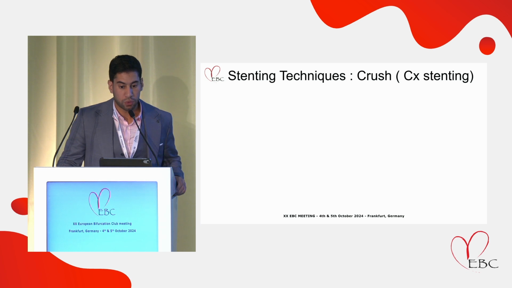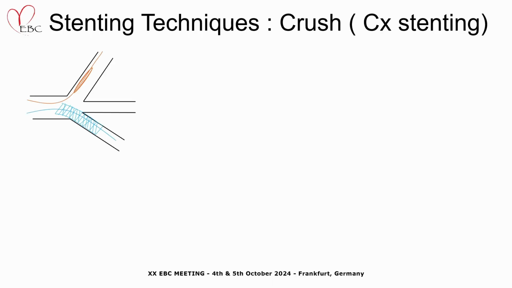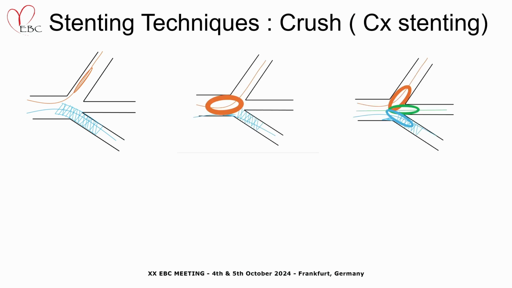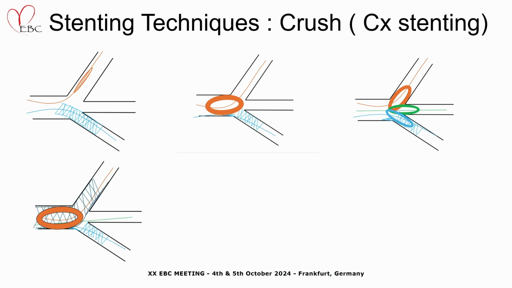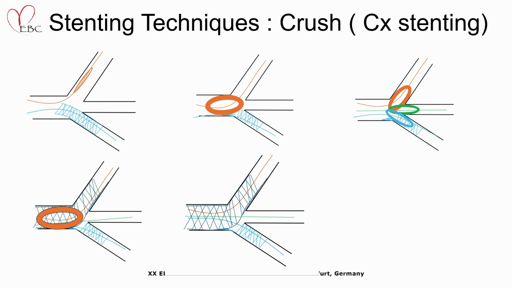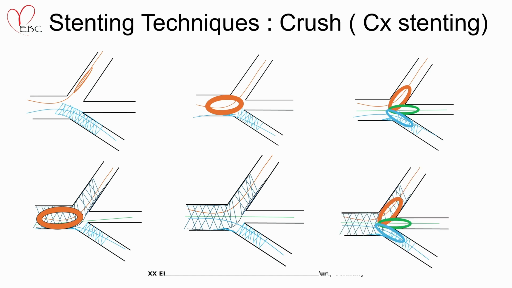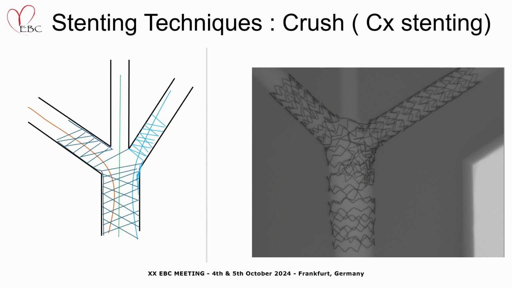Now we move towards the crush, and here we start with the circ stenting first. We perform our crush, tracing after rewiring, then put a stent towards the LAD and then a POT, rewiring again, and then a final tracing. Here is how it looks in terms of circ stenting with the crush technique.